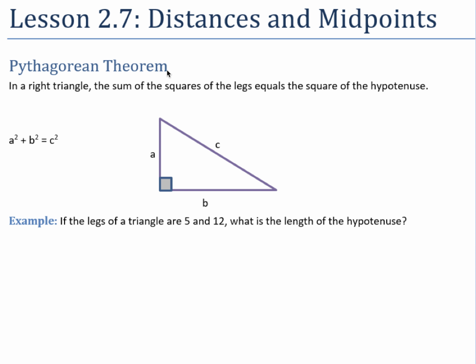Just so you see what this looks like, if the legs of a right triangle are 5 and 12, what's the length of the hypotenuse? It gives us the legs. So we know that 5 squared plus 12 squared is equal to, we'll just call the hypotenuse h, squared. We square this: 25 plus 144 equals h squared. Add those together, you get 169.